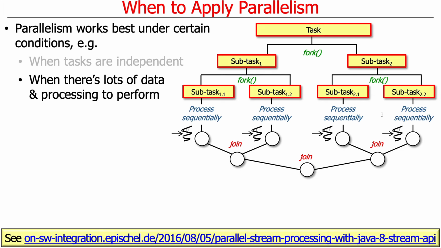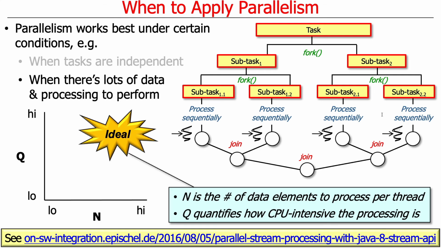Okay, another situation under which parallelism works very well is when there's lots of data and lots of processing to perform. If we only have a very small amount of data or very little processing, there's really not a lot of benefit to parallel computing. In fact, it turns out you can actually make things run slower because of the overhead of partitioning or splitting and combining and joining. So it could actually be worse if you don't have this condition hold.